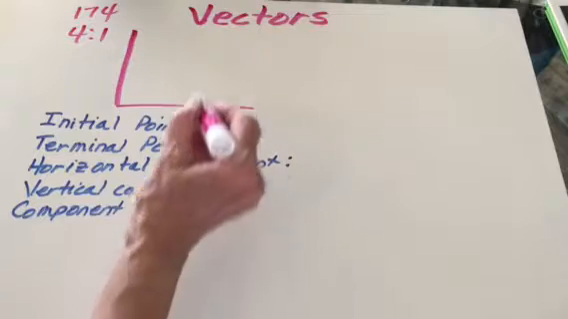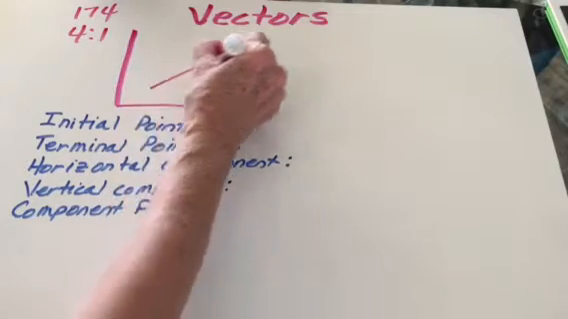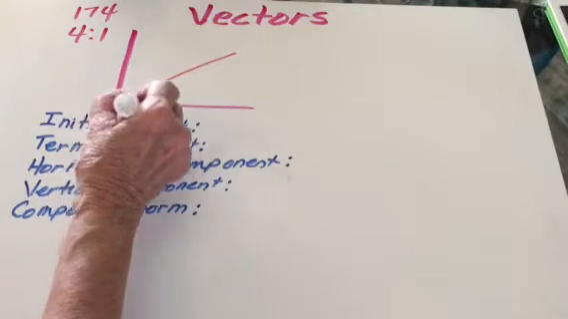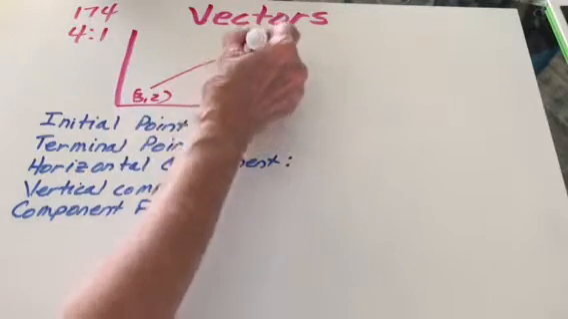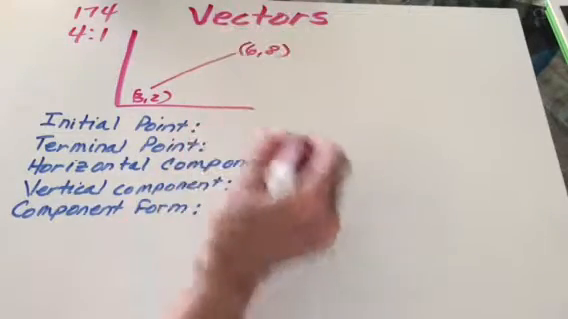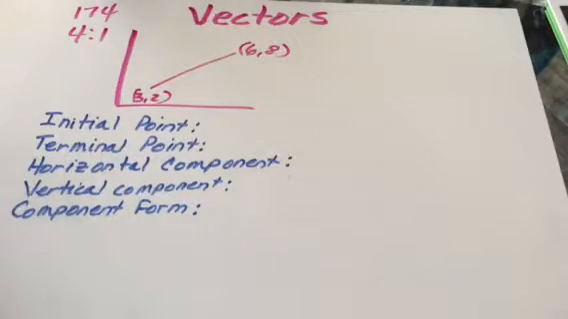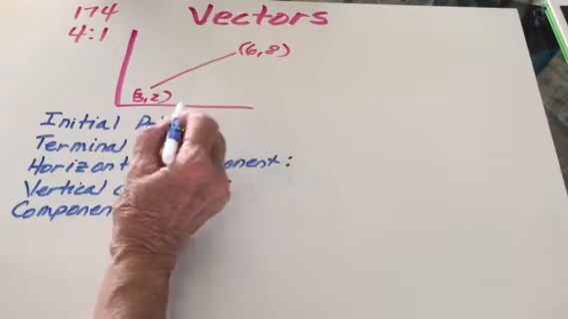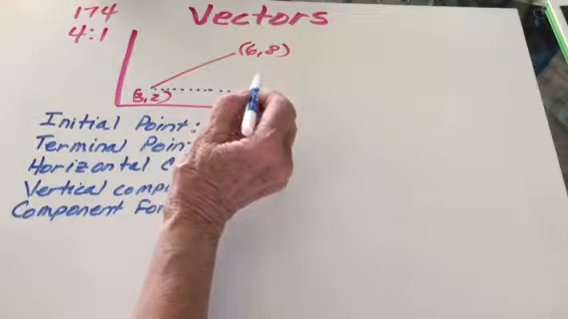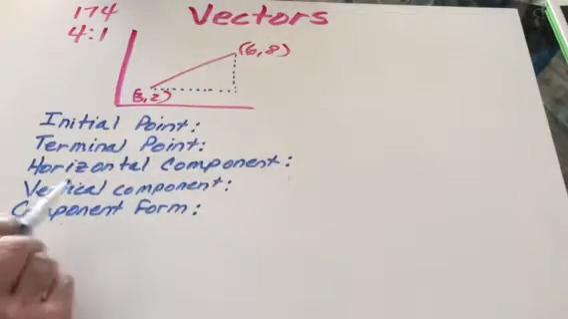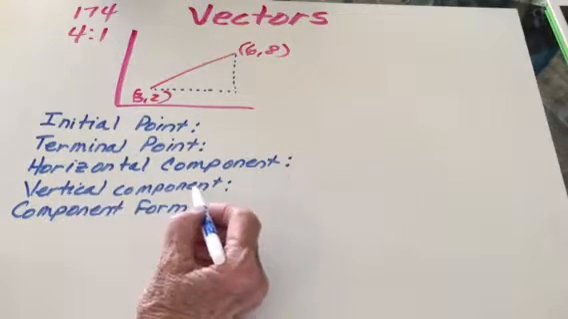All right, so let's say I have a vector that looks like this. And let's call this starting point (3, 2), and let's call the ending point (6, 8), whatever. So to find the vector, basically what we have to do is find the horizontal distance and the vertical distance, or the horizontal component, they call it, and the vertical component.